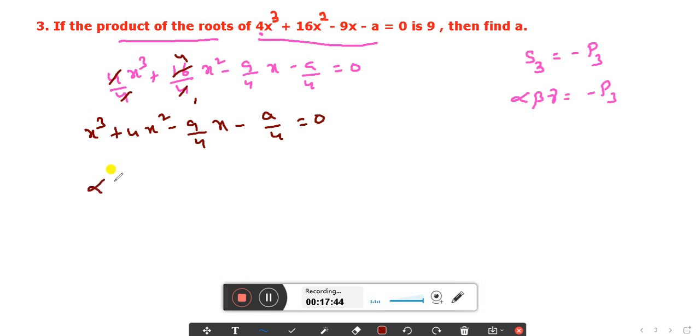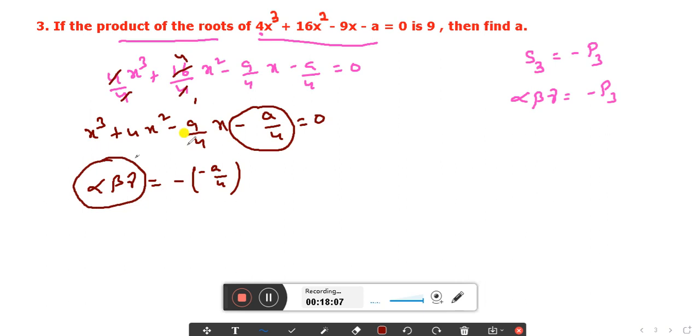Alpha, beta, gamma equals to minus P3. P3 value is what here? Minus a by 4. And this value is given, product of the roots value is given how much here? 9 is given. 9 equals to minus of minus a by 4. When 4 goes to the left side, that becomes 36 equals to a. This is about required a value.